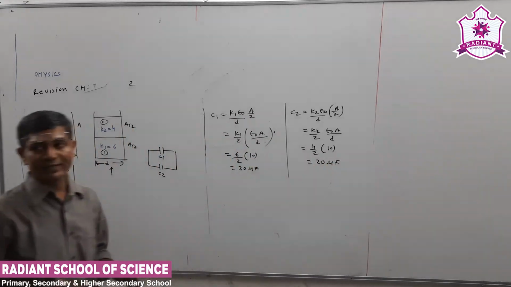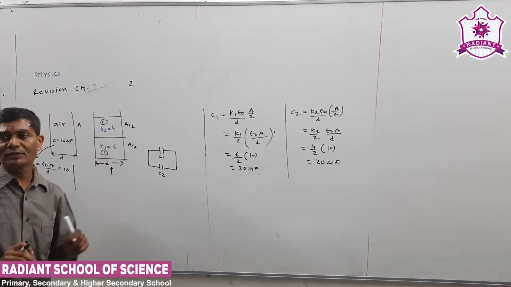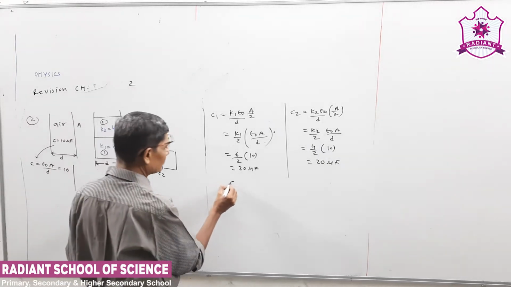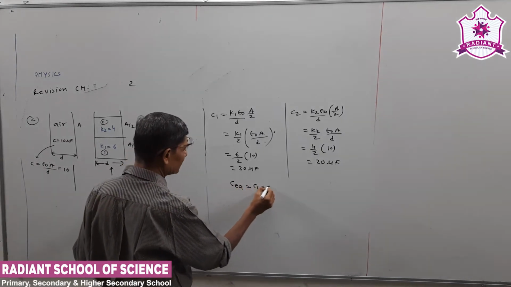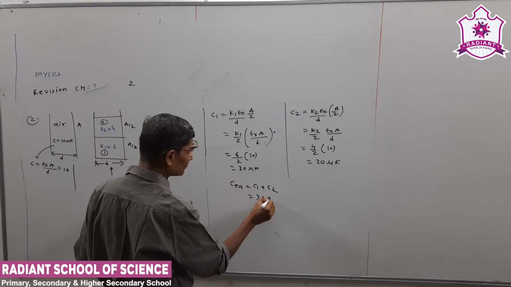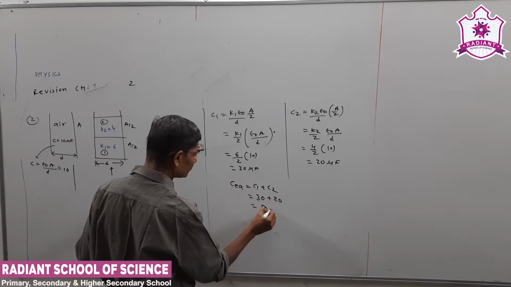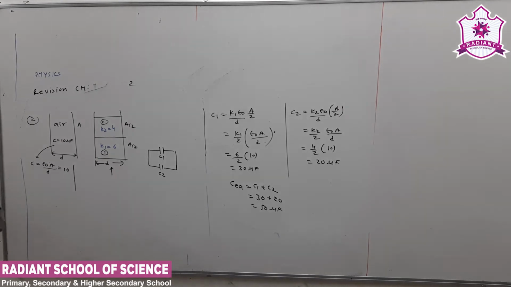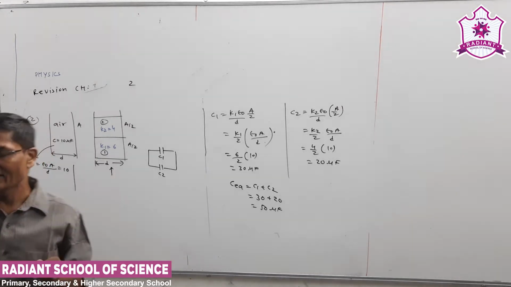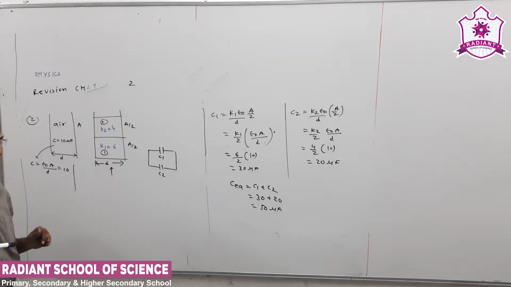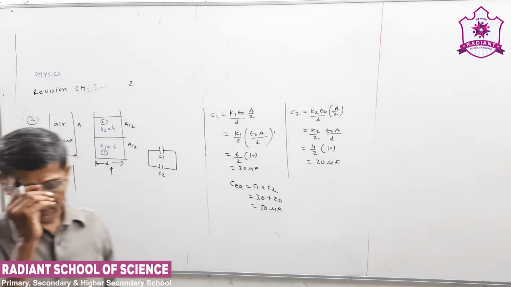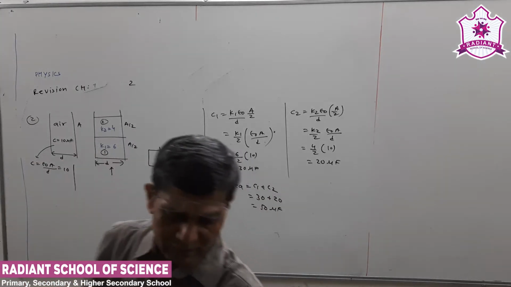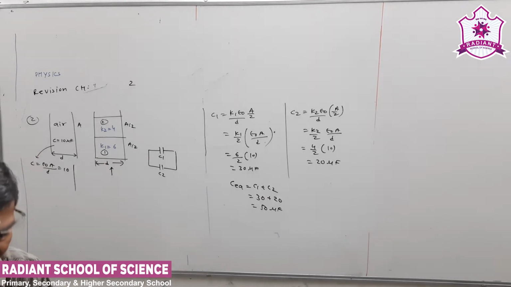Okay, now what can we see? C1 and C2 are in parallel, so the equivalent capacitance is C1 plus C2. This is a question which shows how the value of the capacitance changes when a dielectric is placed in a different condition between the plates of the capacitor. So this is regarding the parallel plate capacitor.